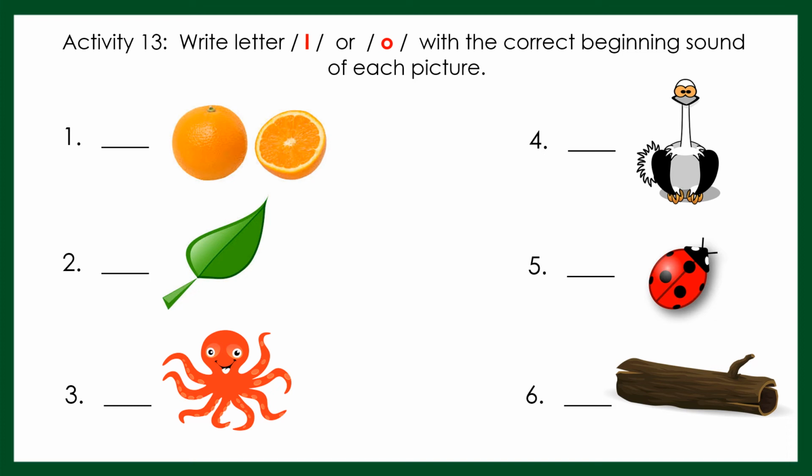Let's check. Number 1, O, orange. Number 2, L, leaf. Number 3, octopus. Number 4, ostrich. Number 5, ladybug. Number 6, log. Are you correct? Awesome.